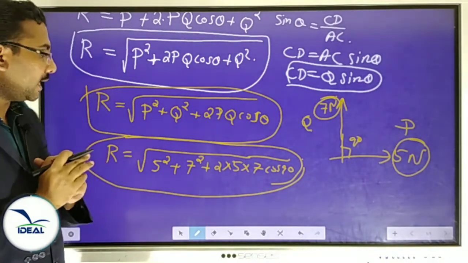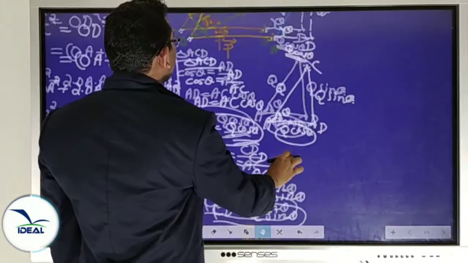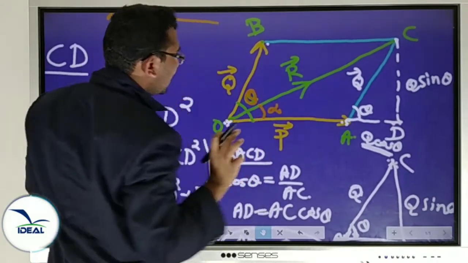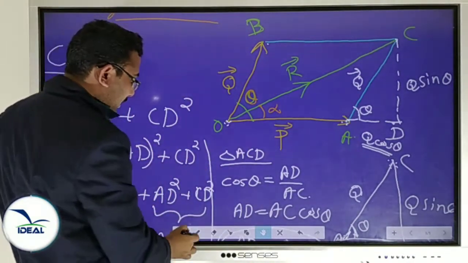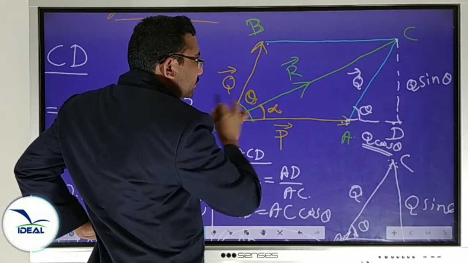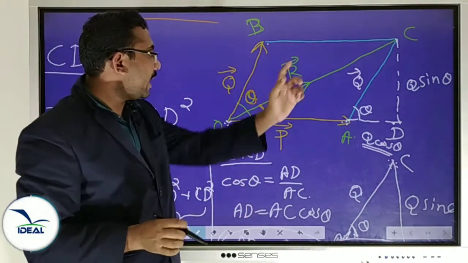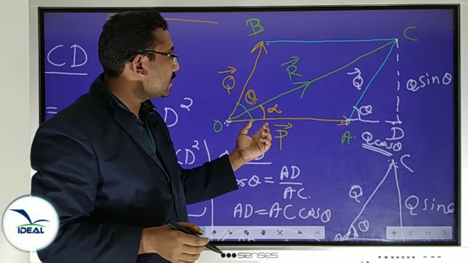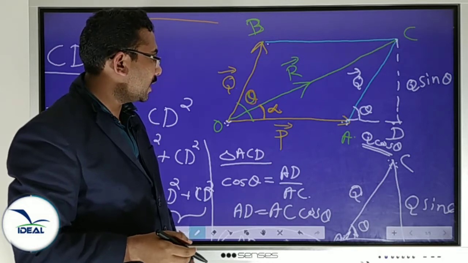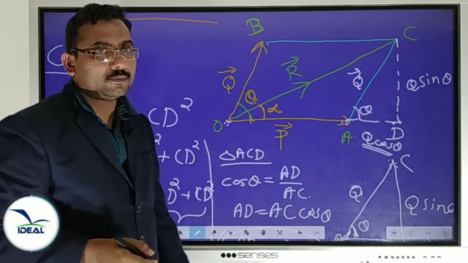You have to find the direction also. How to find the direction? What is the direction? Look at the figure. This angle alpha is the direction, isn't it? If you get the angle alpha, you can say the resultant is at this angle from P. Suppose alpha equal to 30 degree. The direction of the resultant is 30 degree from vector P. That is the direction.